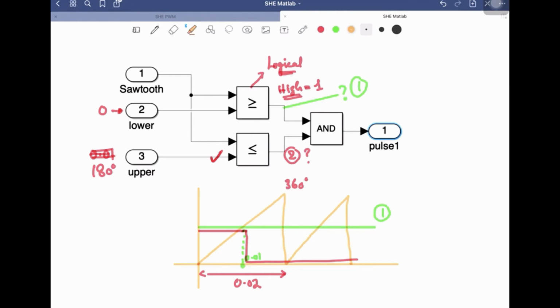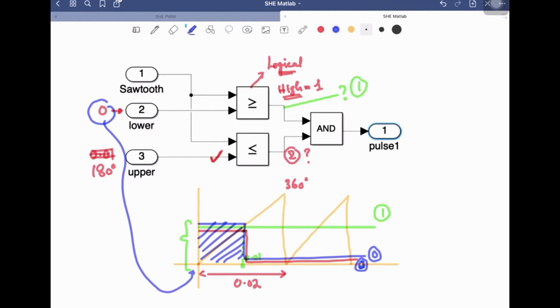Now if you perform the AND operation of these two signals, what are you going to get at the output? Let me select some different color to represent that one. So that will be this one, because over here this one is 1, this one is 0, so your net output is 0 because of the AND operation. So you will be getting this pulse according to these limits. The lower limit was 0, that you can see over here. It started from 0 and then the upper limit is 180. So you will be getting this pulse.